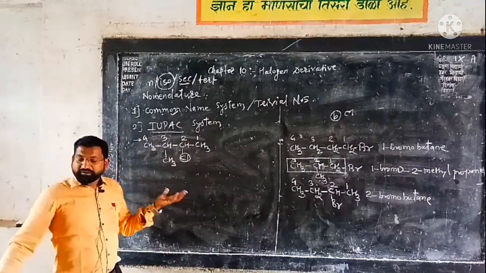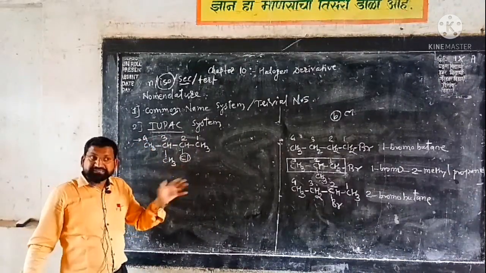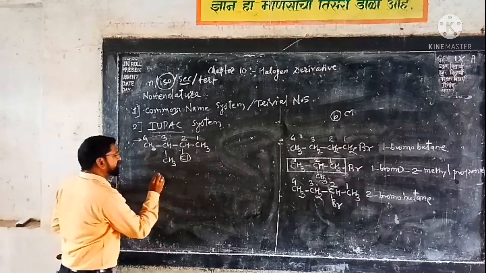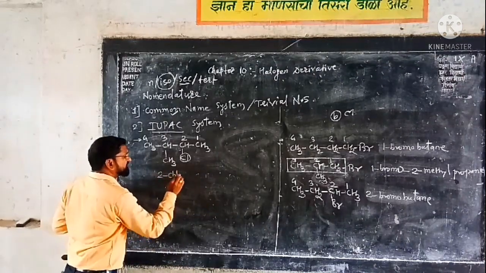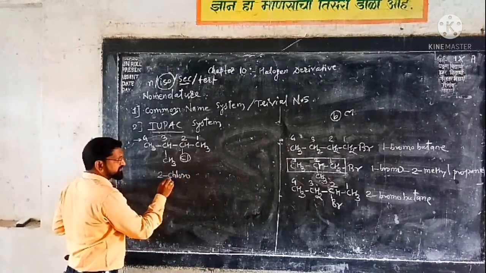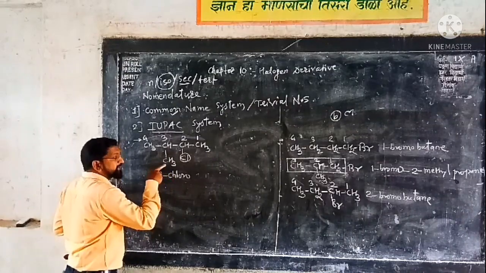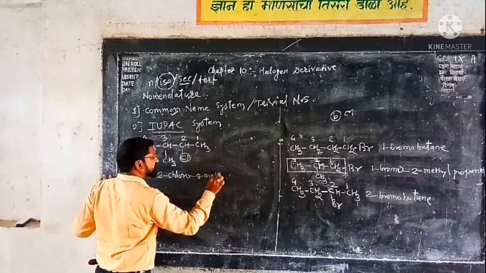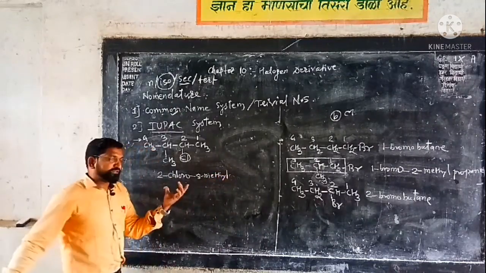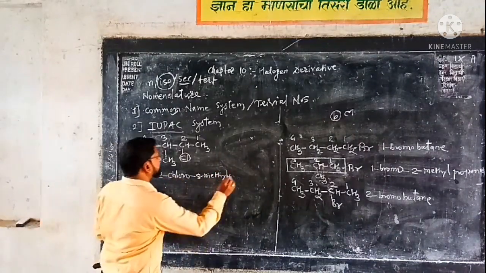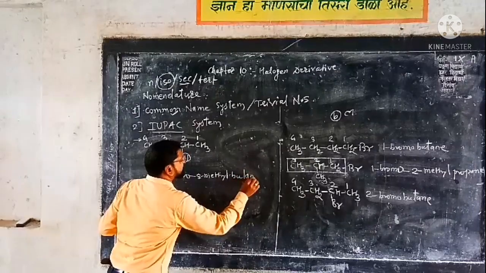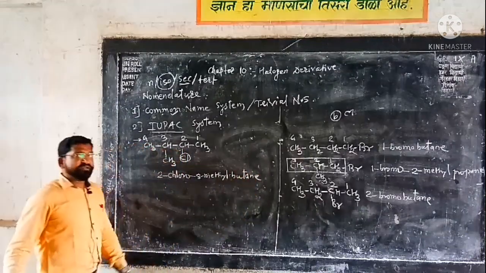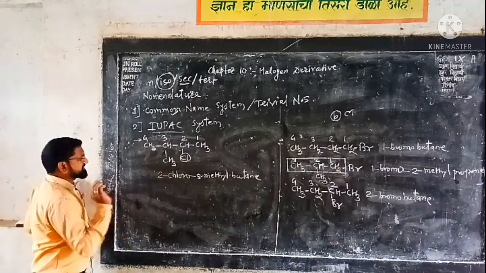Okay? Arrange the attachments, substituents, alphabetically. It will be 2-chloro. C comes first, then M of methyl. Okay? Then 3-methyl. This is very important. Okay? 2-chloro-3-methylbutane. It will be butane. Okay? After that, see here, next case.